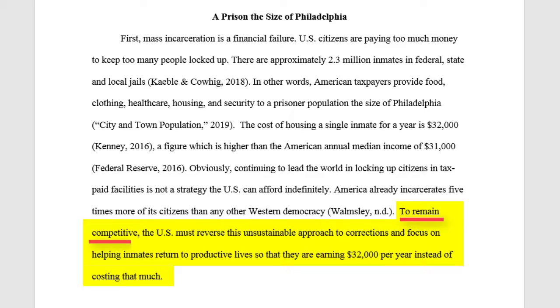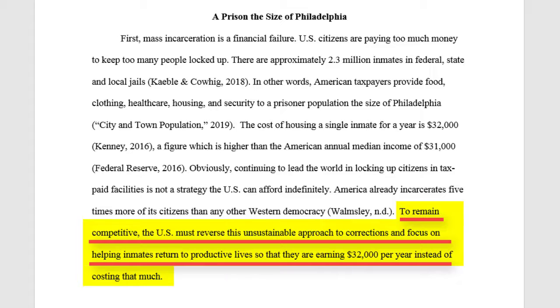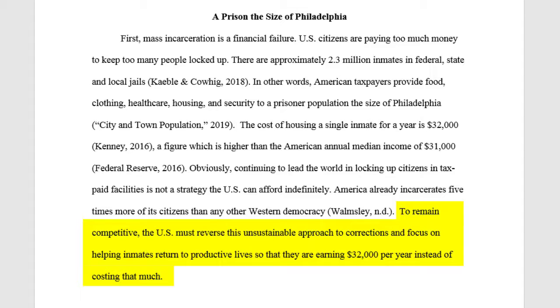To remain competitive, the U.S. must reverse this unsustainable approach to corrections and focus on helping inmates to return to productive lives so that they are earning $32,000 per year instead of costing that much. Notice how the conclusion refers back to the paragraph's main point, the financial failure of the mass incarceration prison system, and it also issues a challenge to change the system, which echoes her thesis.